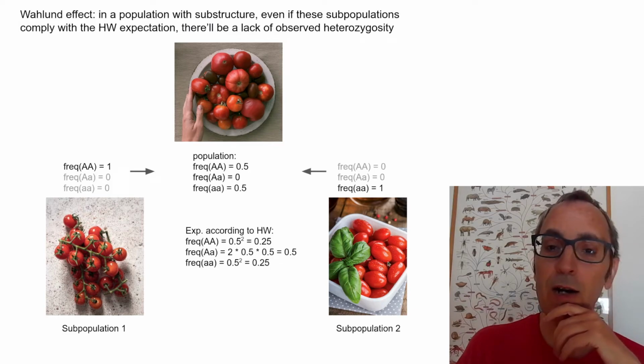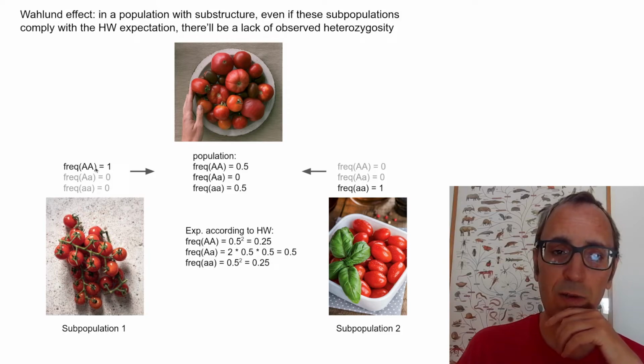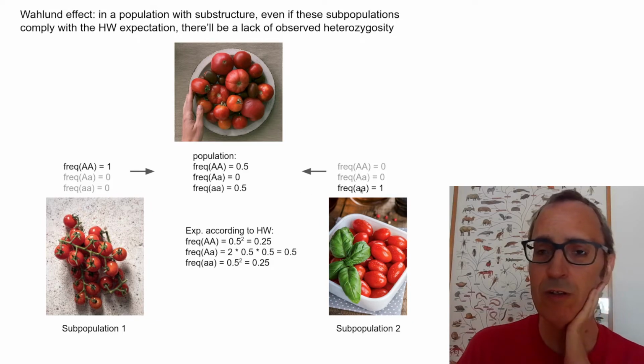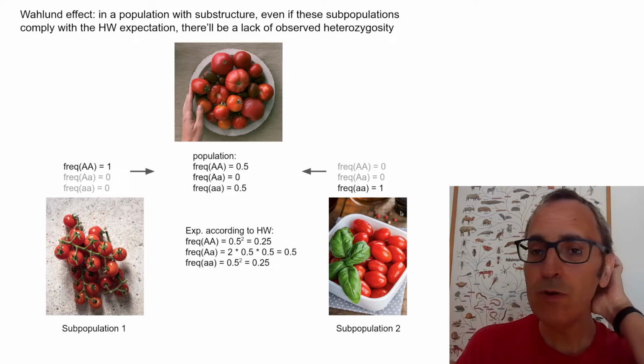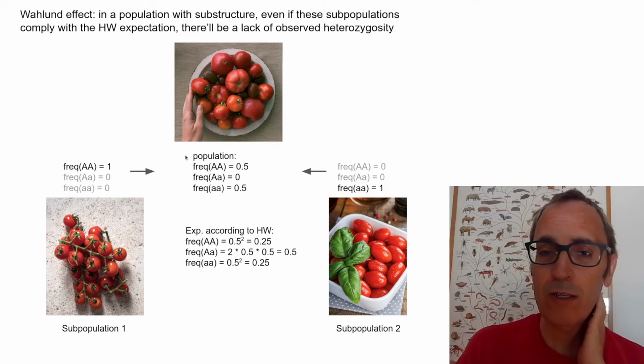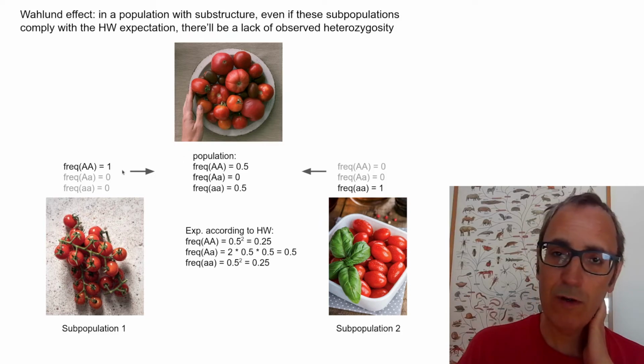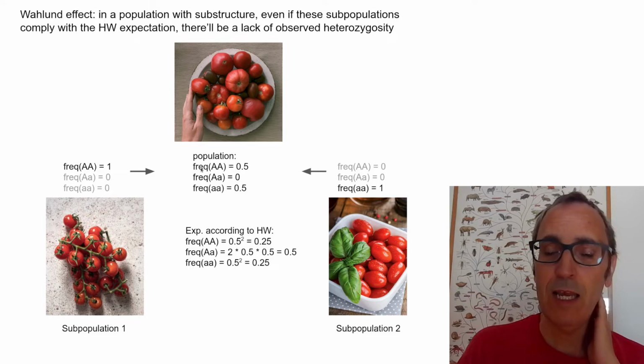Now, we are unaware of this, and we study the genotypic frequencies of these populations, and we see that in one population we have only homozygous individuals for the capital A, capital A genotype, and in the other only homozygous individuals for the lower A. When you add it all up to calculate the genotypic frequencies for the overall population, what you see is that you have 0.5 genotypic frequency for capital A, and 0.5 for lower A, and no heterozygous.